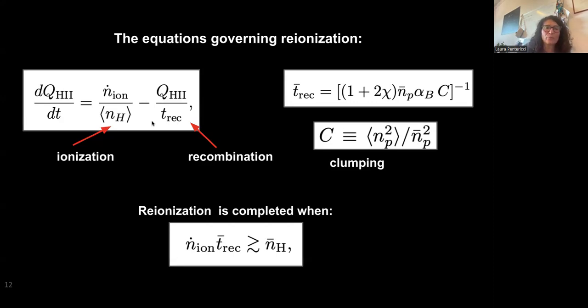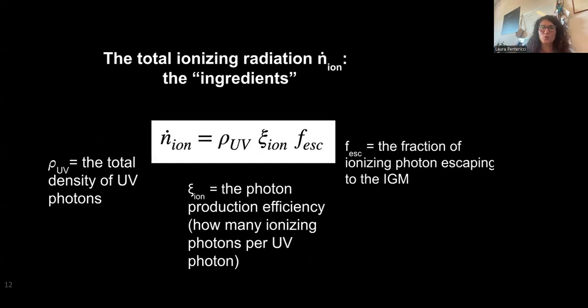And again, I think Pratica has shown these equations. These are the equations governing reionization, where on one side you have the ionization terms, how many ionizing photons you have, and then you have the recombination terms. The recombination depends also on the clumping factor, and this is something that I guess just simulations at the moment can tell us. So what are the total ingredients of reionization? This is how we try to compute the total budget, and this equation is very important because it tells you the various ingredients.